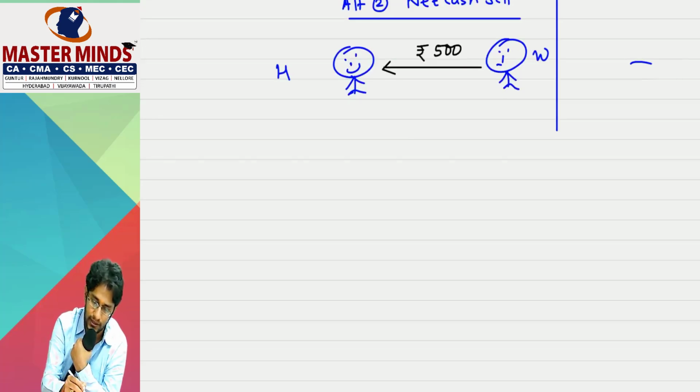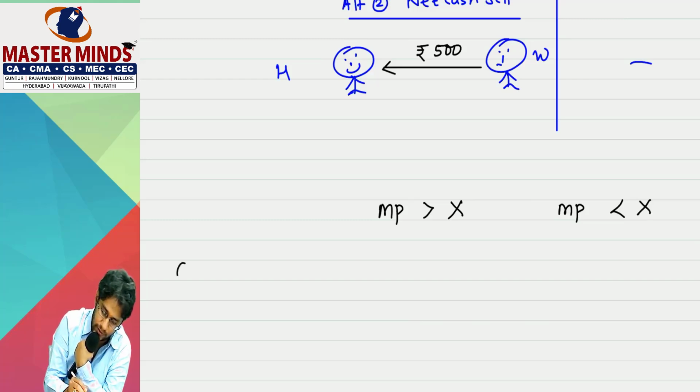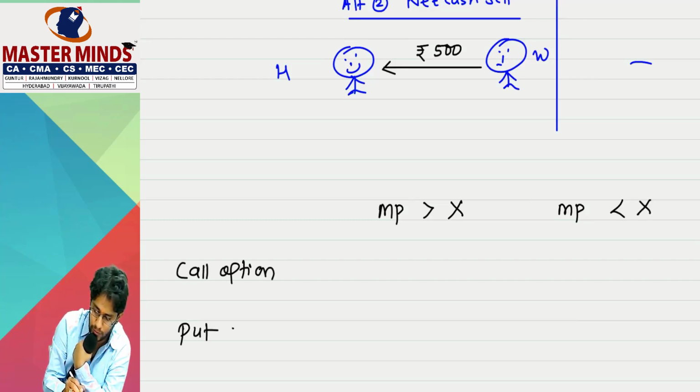Now, if I should summarize this, it will look like this. Call option, put option, or else it will wait. Market price greater than strike price, market price less than strike price, call option, put option.